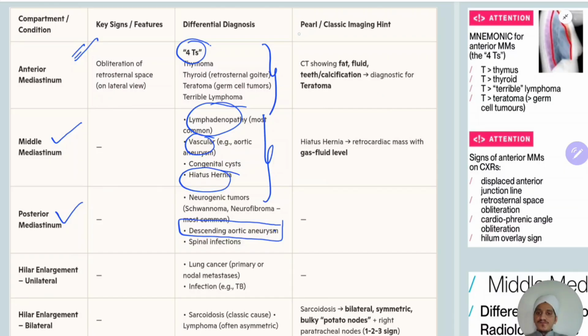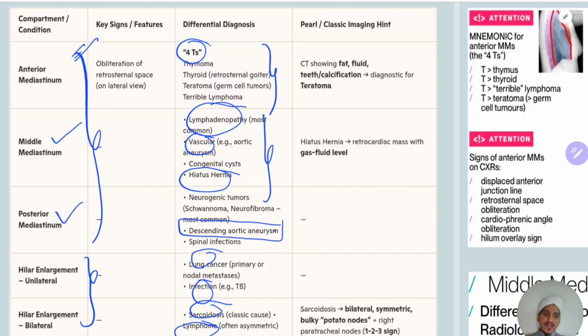So that's about the key features of the anterior, middle and posterior mediastinal masses, the differential diagnosis and key signs on the chest X-ray, and the enlargement of the hila. It can be unilateral or bilateral, and those are the causes. Remember, sarcoidosis, lymphoma, lung cancer, infection. So I think it is enough for today. The theoretical part is over. In the coming video, we will learn about the practical part, meaning the images we will see. Okay, thank you.